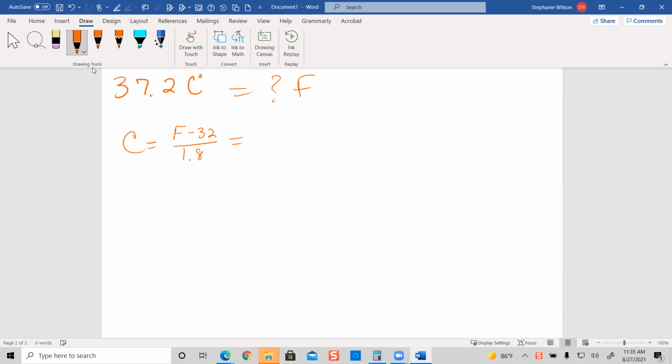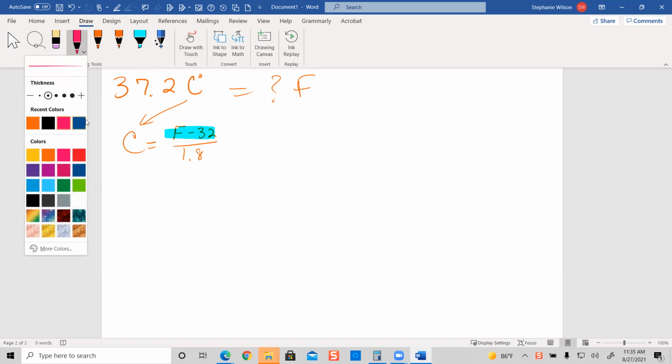Okay, this is where basic math comes involved. We need to subtract whatever's on top first, and then we can divide by the 1.8. Well, let's just plug in what we know. Well, this is the Celsius formula, so that means I would have to plug it in here. So this is why it's important to know what we're working with and what we have on hand.